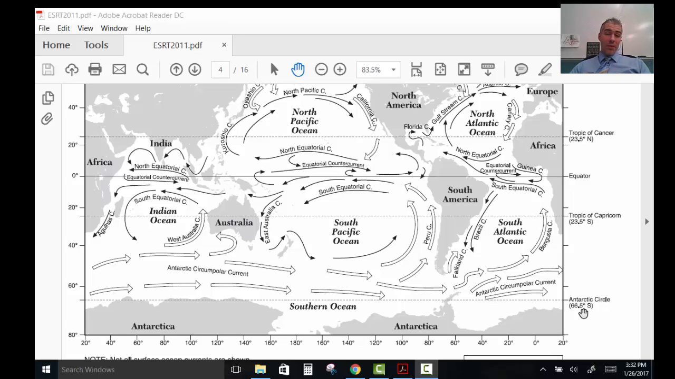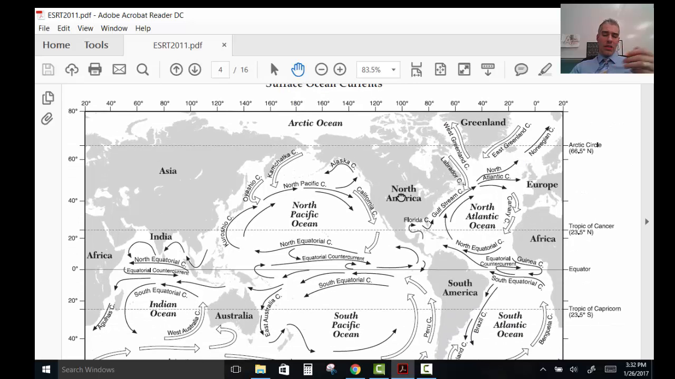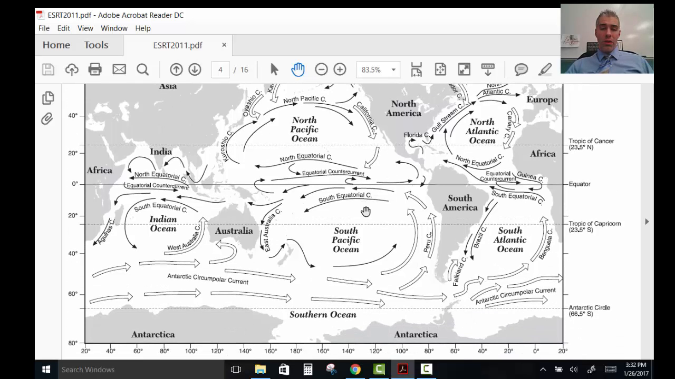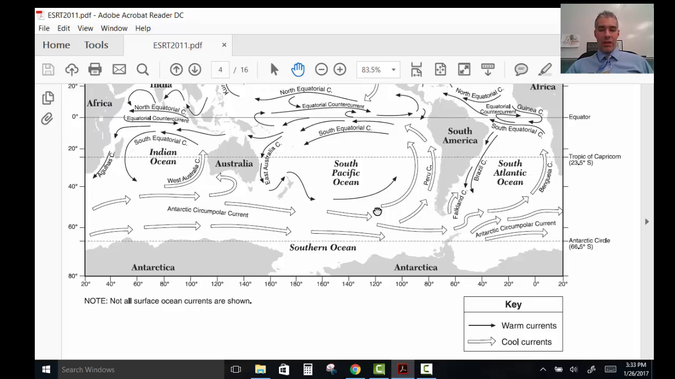Alright, so today I'm going to talk to you guys a little bit about how to use page 4 of your Earth Science reference tables, which deals with surface ocean currents. And it's actually really easy to interpret. So aside from the reading that I assigned you, you're also going to know how to interpret this particular graph or chart in order to answer Earth Science Regents questions.